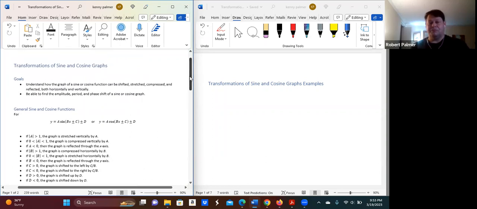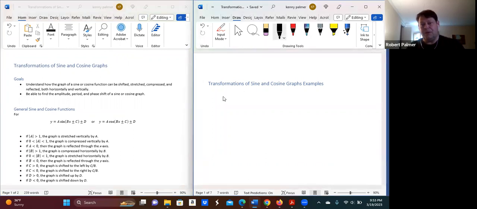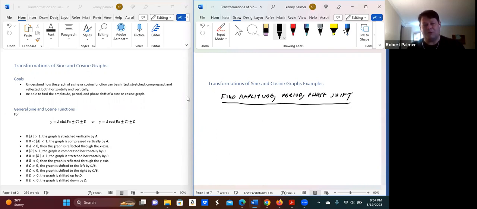Let's take a look at a few over here on the right. What I'm going to do is find the amplitude, the period, and the phase shift, and also we'll probably graph. Okay. Also, let me mention one more thing before we get there.